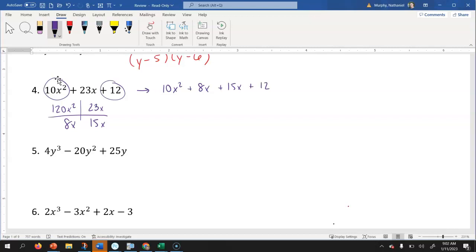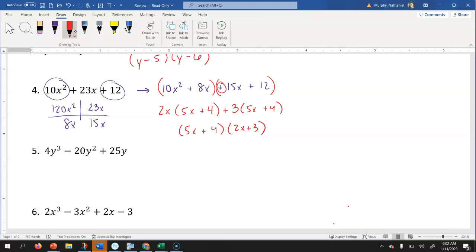All right, so now we're going to factor this by grouping. We're going to group together the first two terms and the last two terms. From those first two terms, we see that we can factor out a 2x. And again, since this is positive, I'm going to put a plus there. Between those last two terms, we can factor out a 3. So what's in parentheses is the same, so that's one of the factors, 5x plus 4. What's outside of the parentheses, we have 2x plus 3 as the other factor.